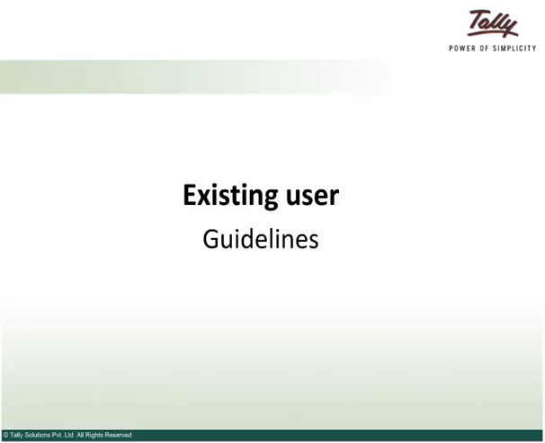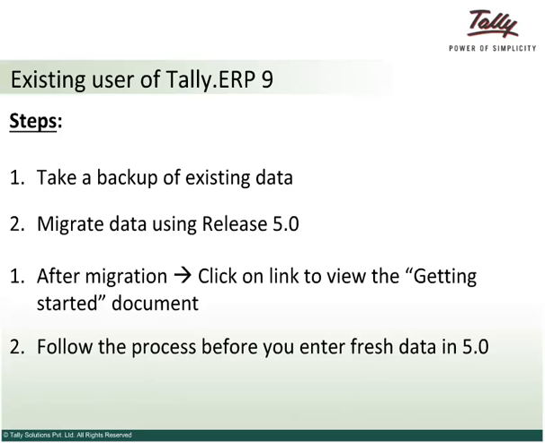Now, let us see how we should engage with an existing user of Tally.ERP9. First, you must take a backup of his data. Then, you can migrate the data to Release 5.0. After successful migration, a message is displayed. Click on the message to view the Getting Started document. This document tells you the steps to be followed before you start entering fresh data in 5.0. Now, let us see the powerful capability of triangulation, using an existing user's data.